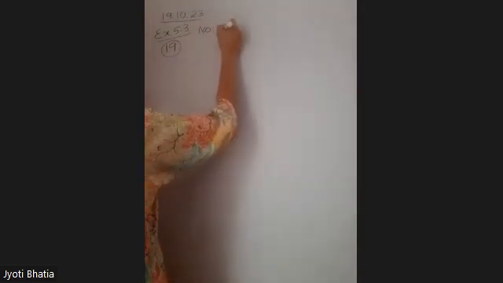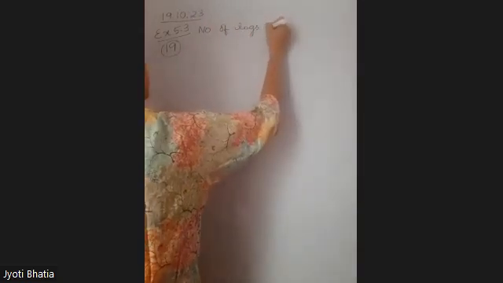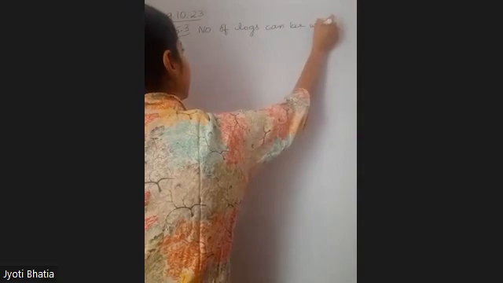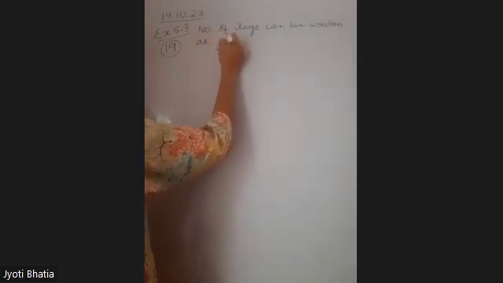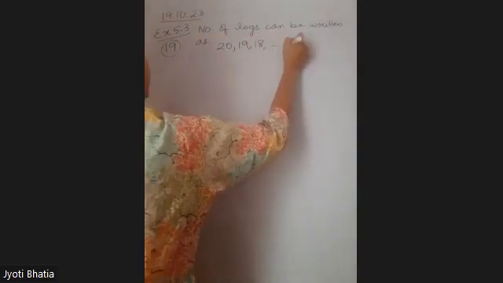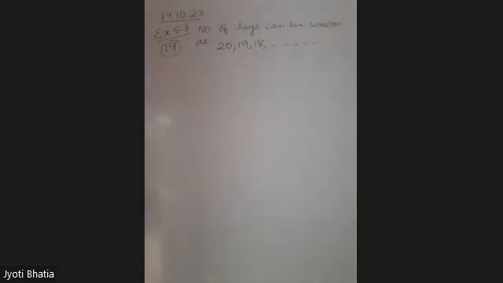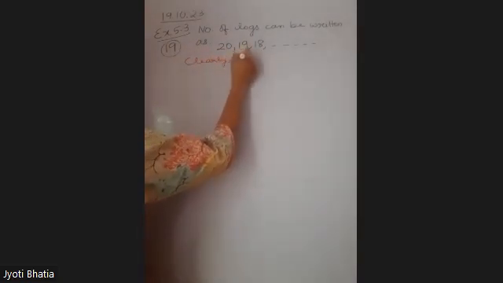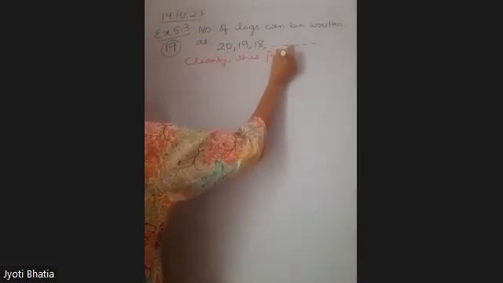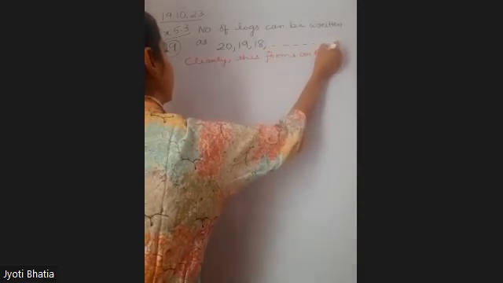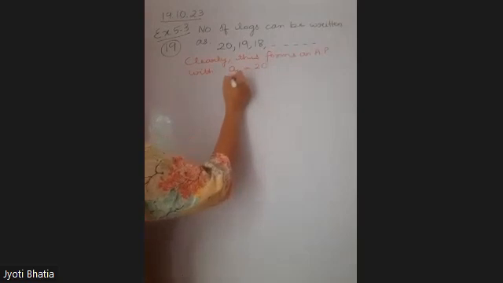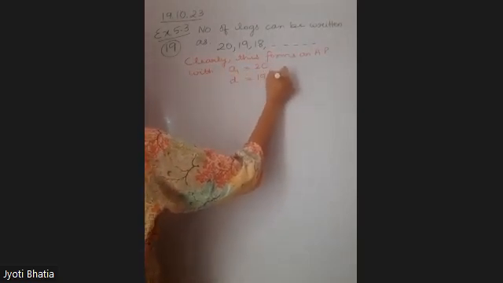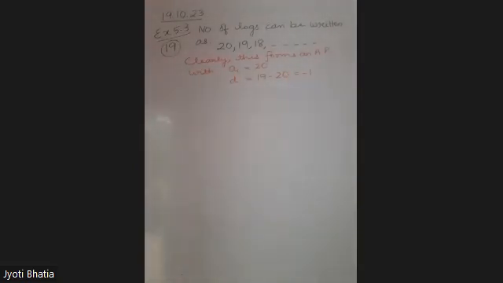Number of logs can be written as 20, 19, 18 and so on, beta. Right? Yes, ma'am. Clearly, this forms an AP with A1 equal to 20, d equal to 19 minus 20, which is minus 1. Right?